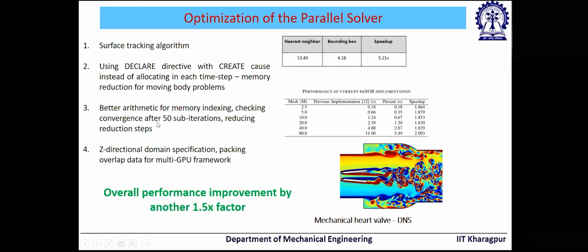The convergence is not checked every time, but after 50 iterations, which reduces the overall memory copying steps and reduction operations when we are checking convergence among all the cores. And using a Z directional domain decomposition, overall performance improved by a 1.5x factor. So we are getting around 200x performance for something like 40 million cells. And we solved flow through mechanical heart valves in human aortic geometry and did a direct numerical simulation, resolved up to 3 Kolmogorov length scale.